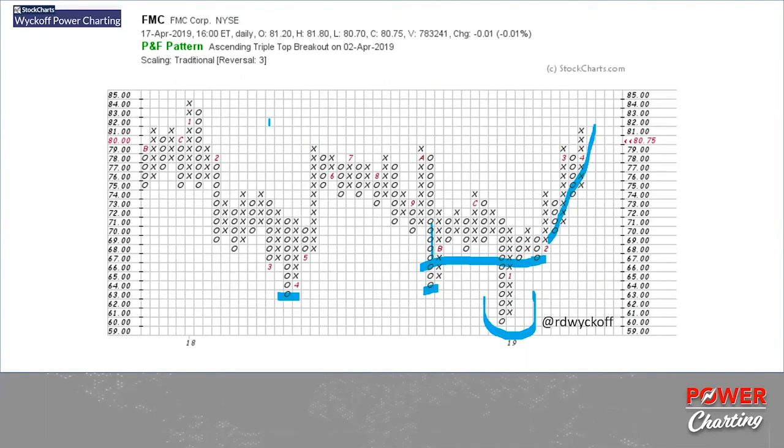13 columns. This is traditional scaling, which under 100 is 1 point, with 3 box reversals. So we go 13 columns times 3 times 1, which is 39. So this is our count, and from the count line it gives us a count up to 99 to 106. The stock is currently at 81. So there is potential in this first segment of the count here.